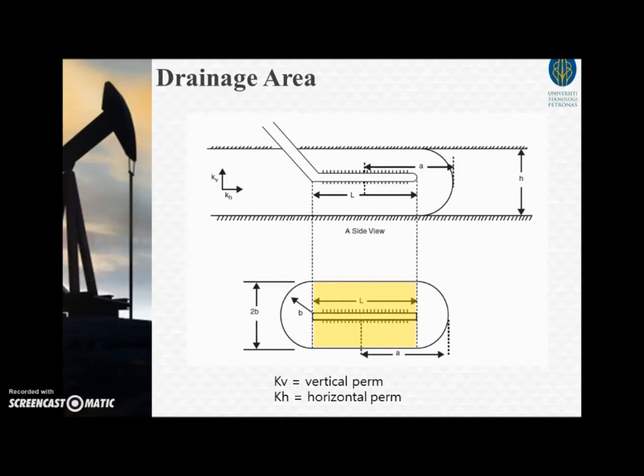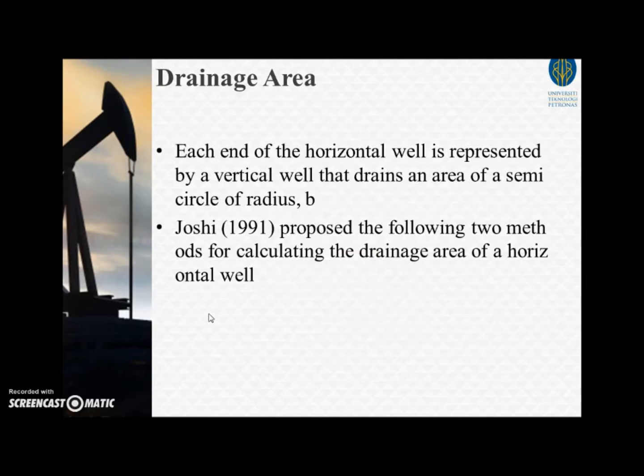My name is Teki, ID 18431, and today I'm going to explain the drainage area of horizontal wells, which are different from vertical wells. Okay, now let's take a look at the diagram. You can see that the top view of the drainage area is a rectangle of length L, and each end of the horizontal well is represented by a vertical well that drains an area of a semicircle with radius B. A horizontal well can be looked upon as a number of vertical wells drilled together next to each other.